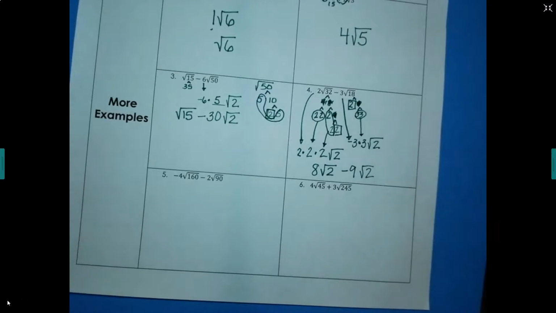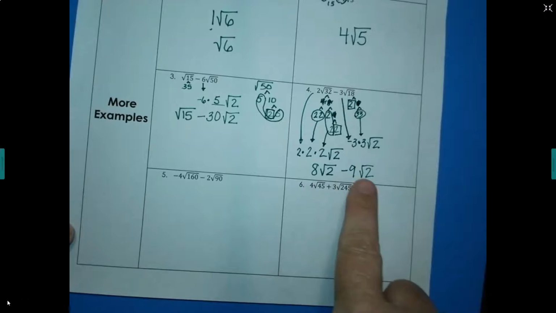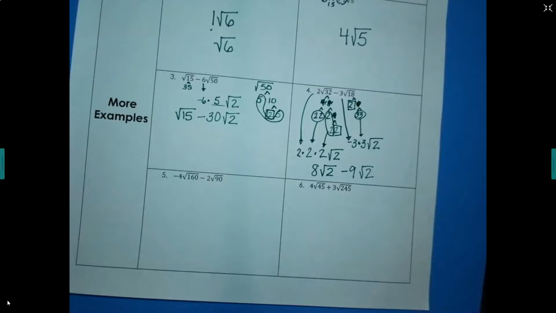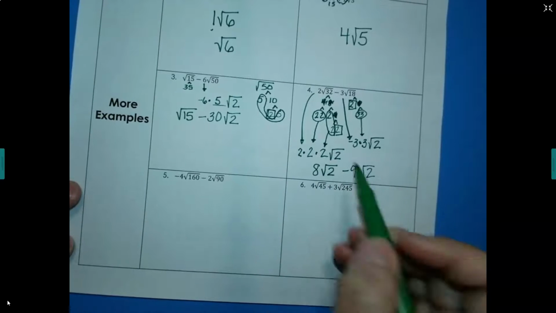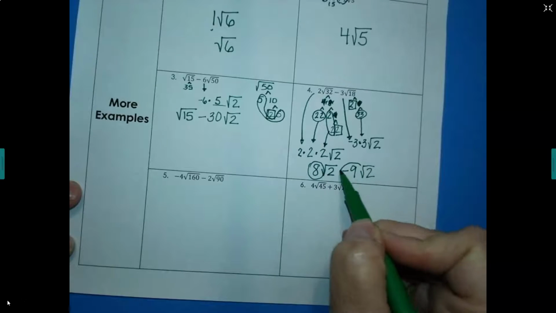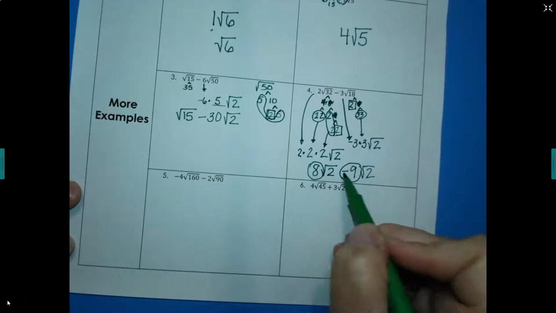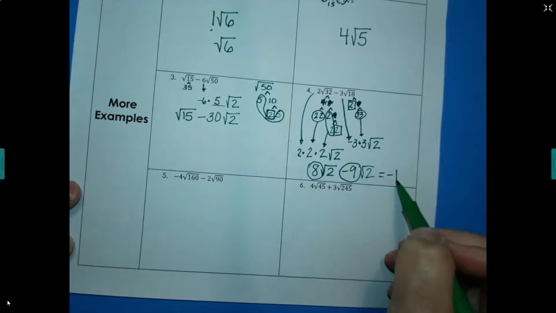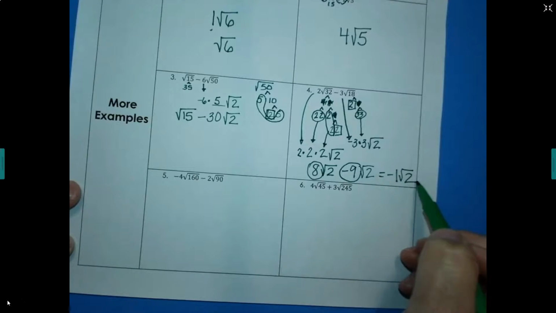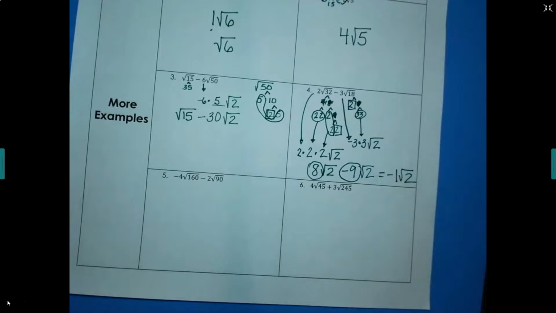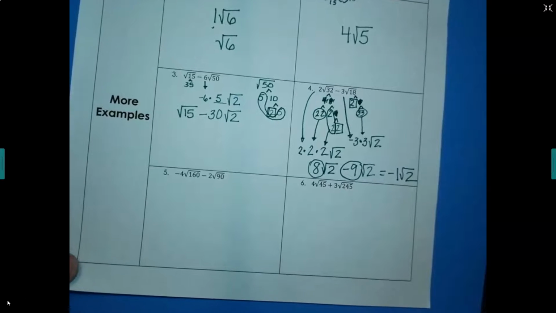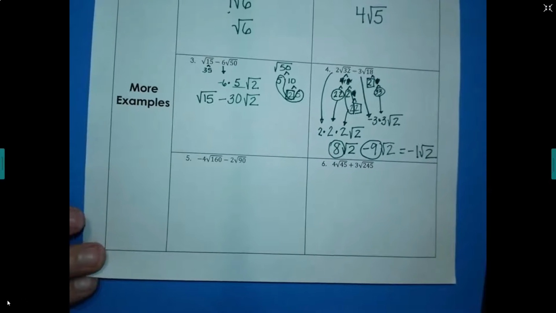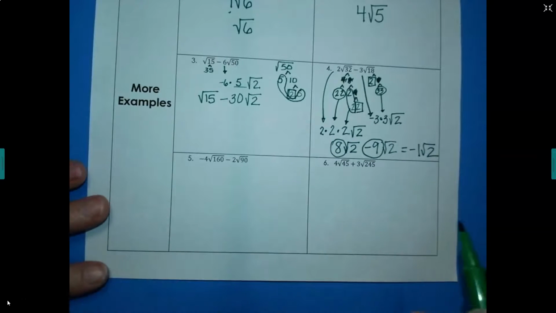And I'm still not done, because when I'm looking, they have the same radicand. That means I can combine them. When they have the same radicand, look only at our coefficients out front. I have 8 minus 9, which is -1, and then you keep the radicand. All right, that was a good one. 2 more. This might be a good place to stop. Try it without me and see what happens. Come back and check your answers.